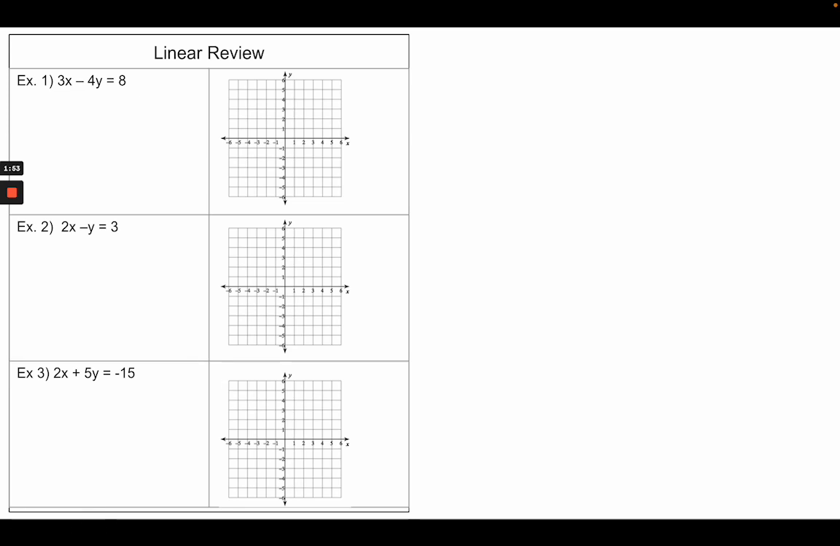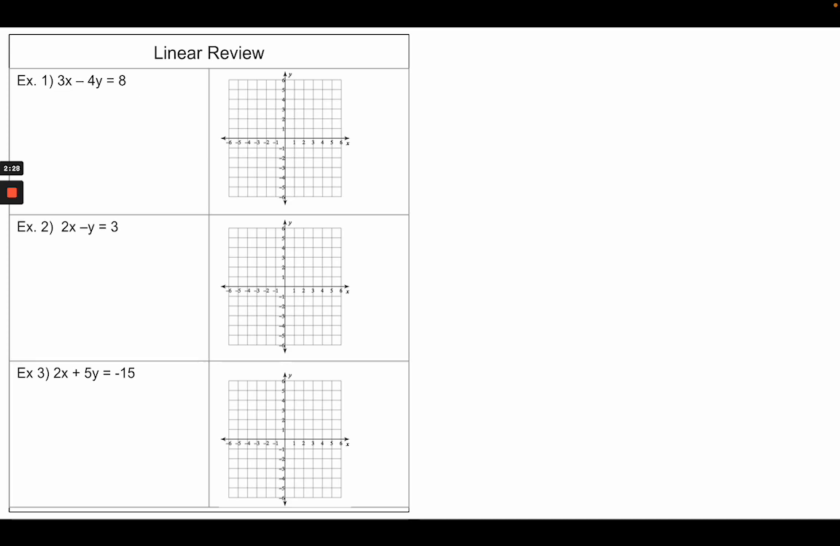So we're going to start off with a linear review. And as you can see, we have linear equations that are in standard form and then graphs. And so I'm going to help you change it from standard to slope intercept, and then we'll graph the slope intercept form. And again, the reason that we change it from standard into slope intercept form is because we don't know how to graph in standard form. We only know how to graph in slope intercept form. So we change it into slope intercept form, and then we graph from slope intercept form.